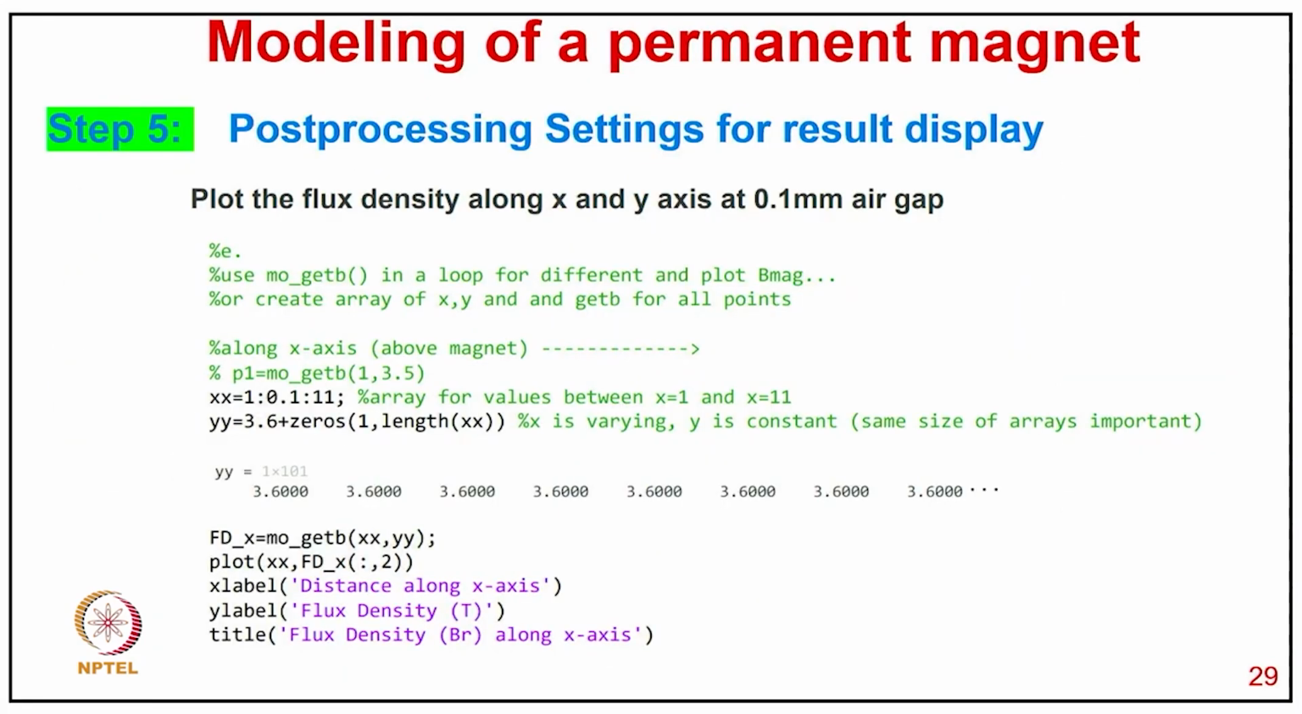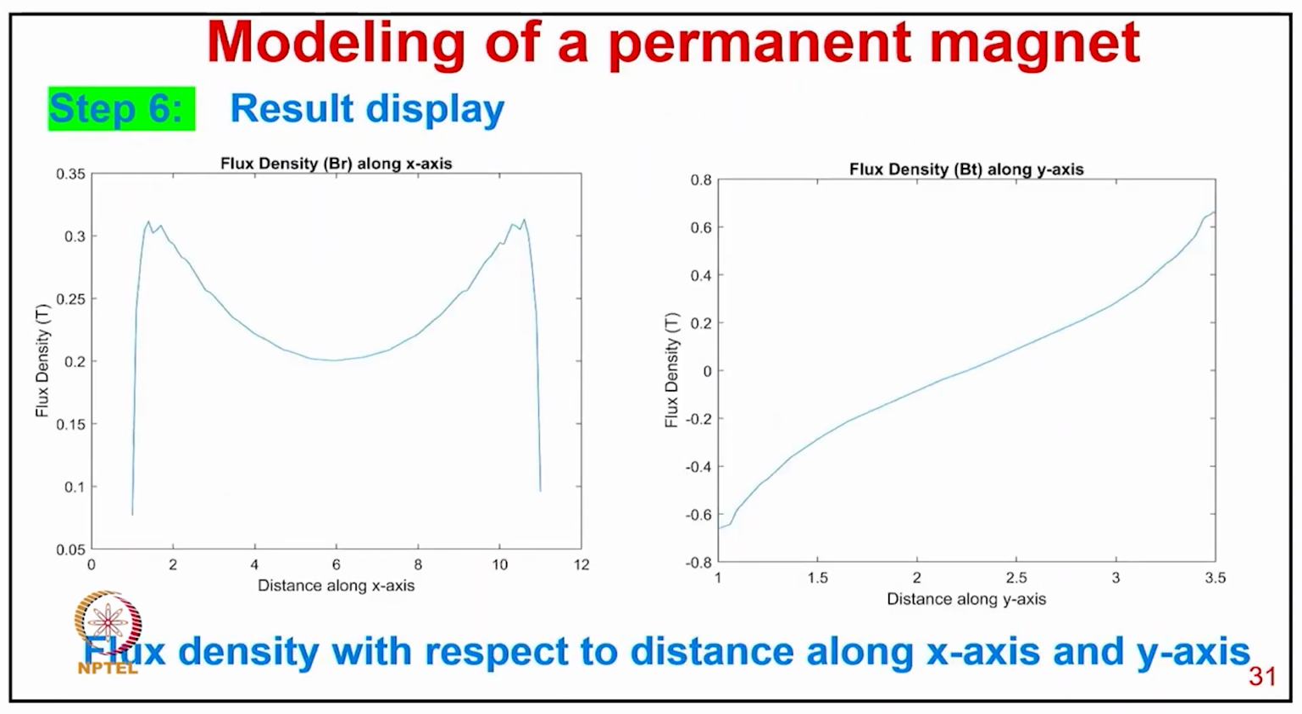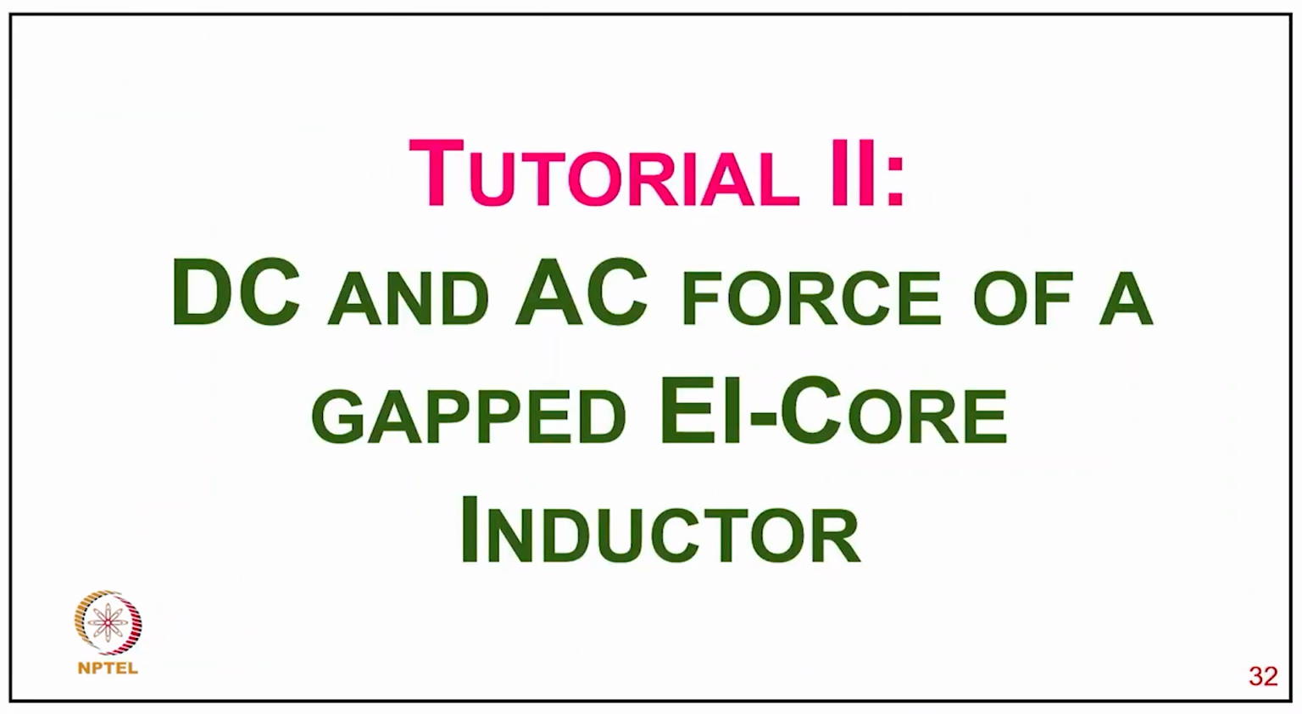And then step 5, post processing settings for the typical result display. The plot of the flux density along the XY geometry, and this is typically the code given here in detail. You can see the total code and the display, with the command for the Y label as a plot. You can see the plot clearly, how the flux density varies with the distance on the x-axis and with the distance for the y-axis, in 2 axes. The flux density with respect to distance along the x-axis and y-axis are shown.